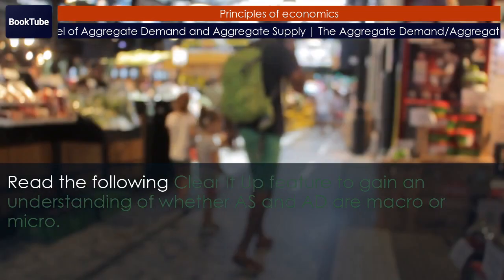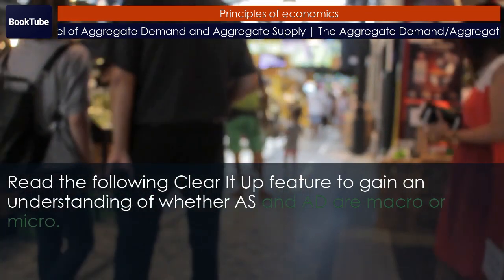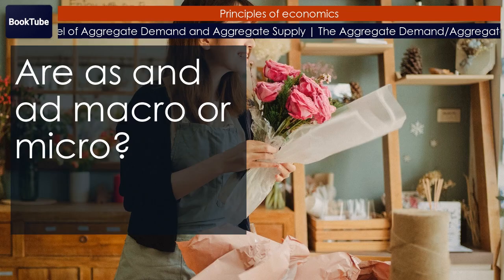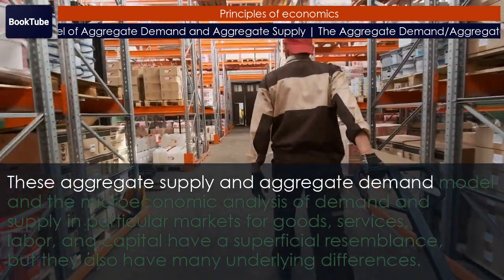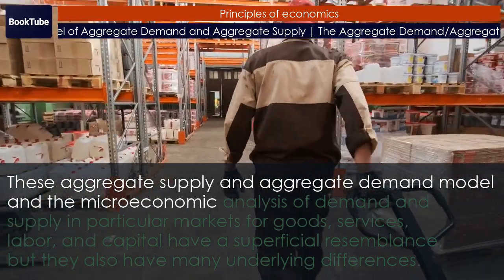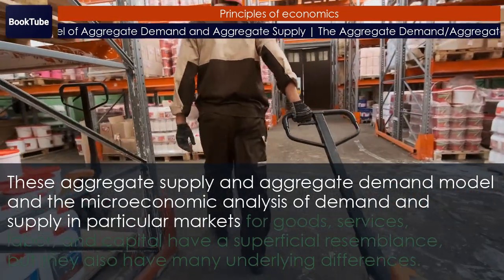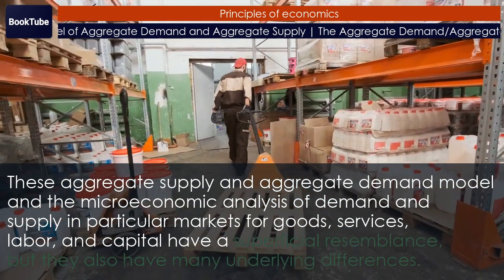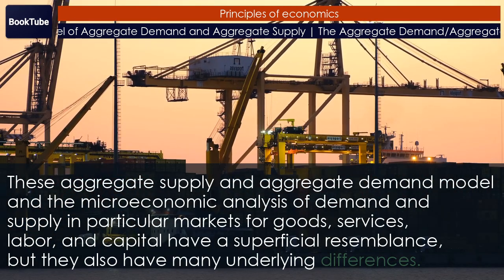Read the following Clear It Up feature to gain an understanding of whether AS and AD are macro or micro. The aggregate supply and aggregate demand model and the microeconomic analysis of demand and supply in particular markets for goods, services, labor, and capital have a superficial resemblance, but they also have many underlying differences.